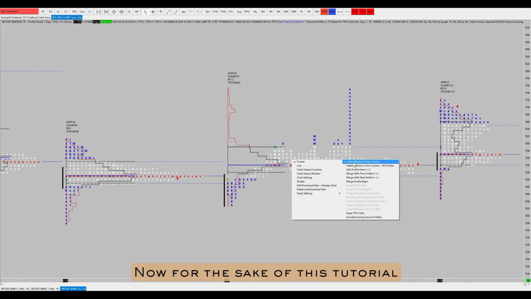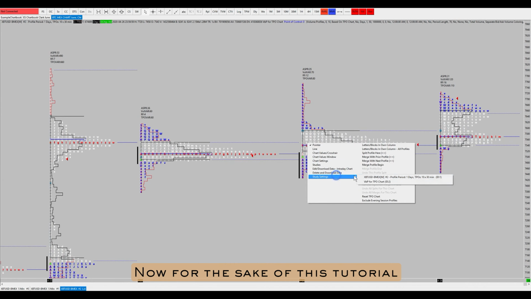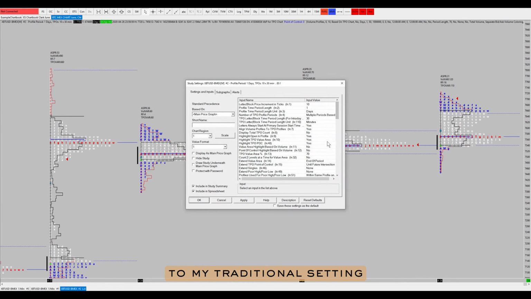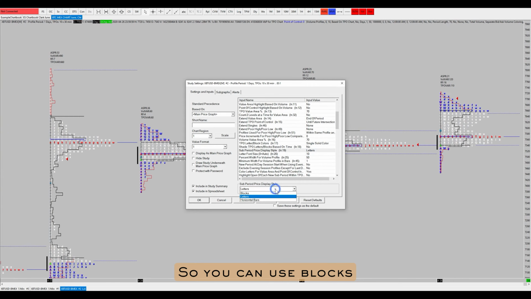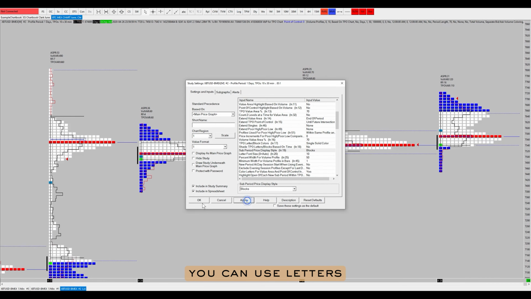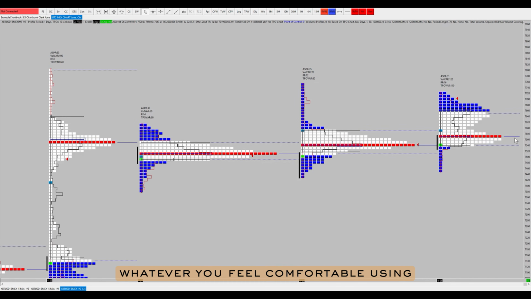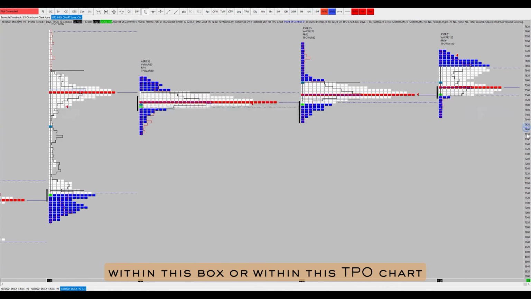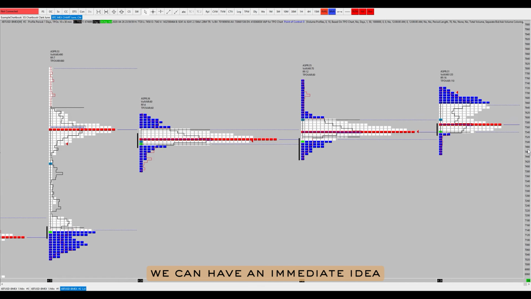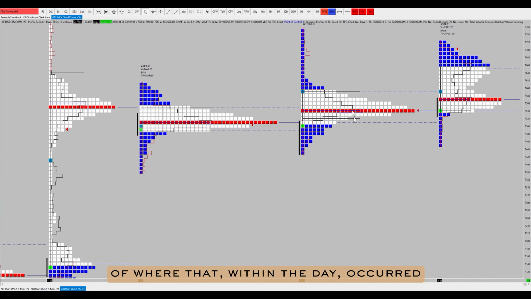Now, for the sake of this tutorial, I'm going to be setting this back to my traditional setting, which is just to use the blocks. So you can use blocks, you can use letters, you could use horizontal bars, whatever you feel comfortable using. Now, the benefit of using the letters is that when we look at any location within this TPO chart, we could have an immediate idea of where that occurred within the day.